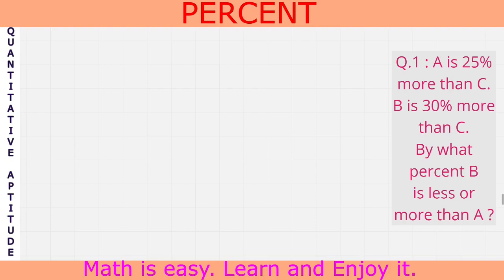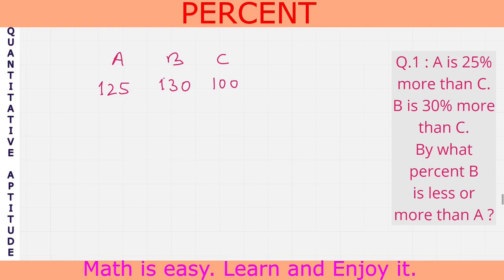Now we solve it like this. As both are more than C, we take C as the base. Let us assume C is 100 and B is 30% more than C. So 30% of 100 is 30 and 100 plus 30 is 130. So B is 130. A is 25% more than C and 25% of 100 is 25. Thus 100 plus 25 is 125. So A is 125.